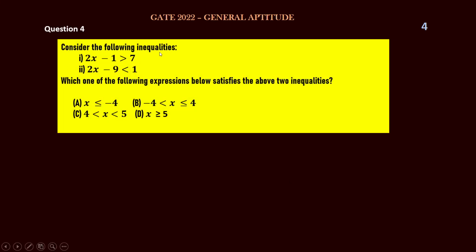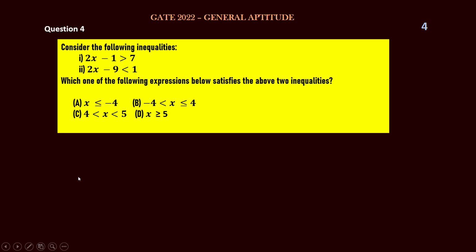consider the following inequalities. Here two inequalities are given. When the relation is given with the symbol equal to, it is termed an equation. Here they have given greater than in the first and less than in the second, so this type is termed inequalities. So two inequalities are given. What they asked: which one of the following expressions below satisfies the above two inequalities? They have given options for the value of x.